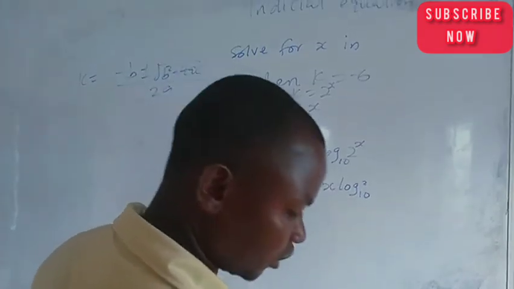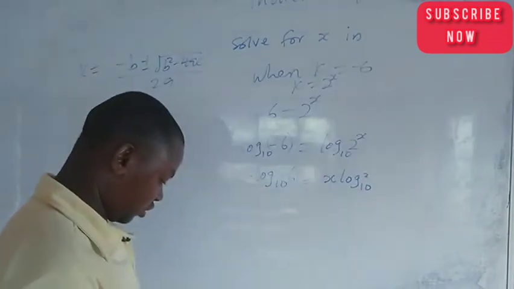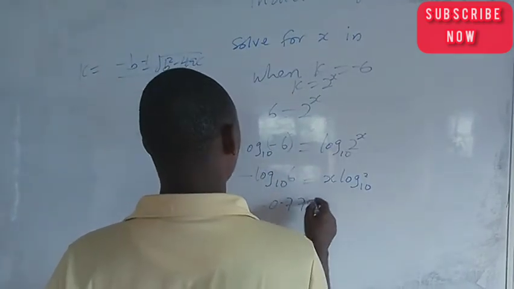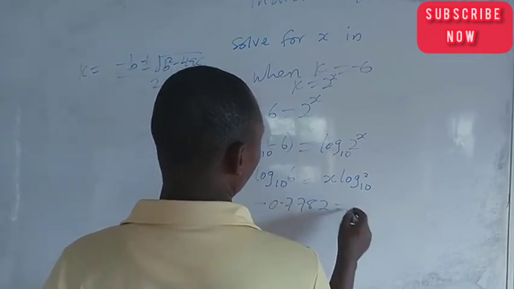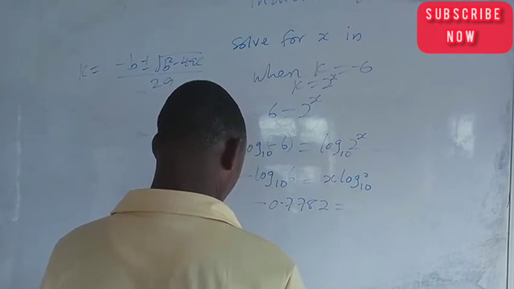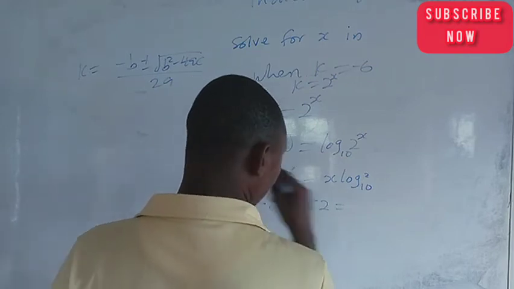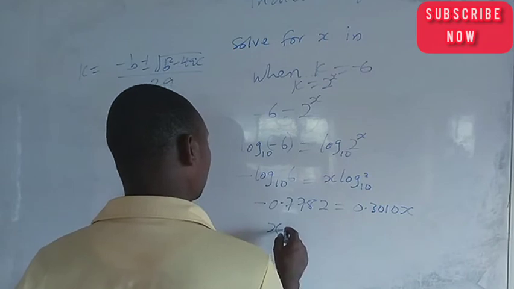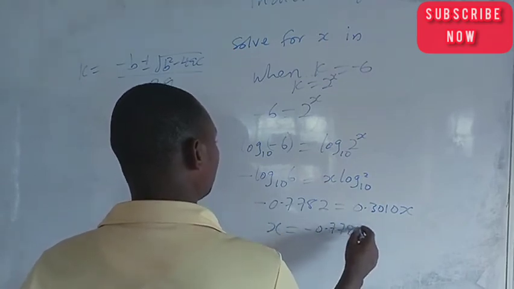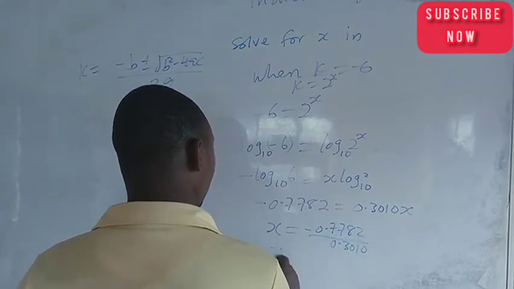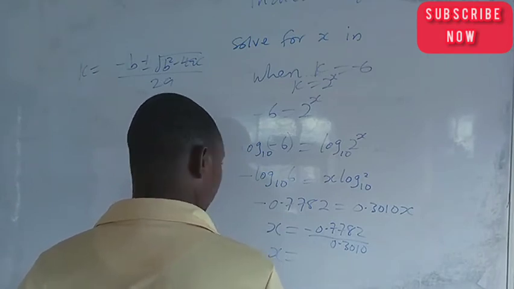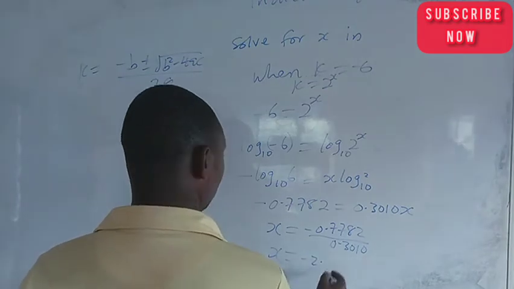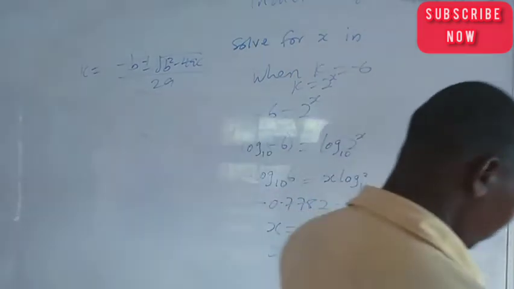So what is log 6? Log 6 is going to give us 0.7782, approximately equals s times log 2. Log 2 is 0.3010. Remember that s here is a multiplier, so we divide by that. So s is equal to minus 0.7782 over 0.3010. Our s becomes approximately minus 2.6.